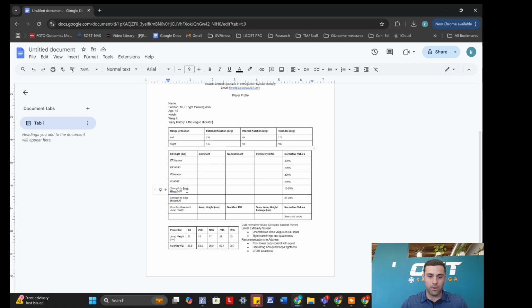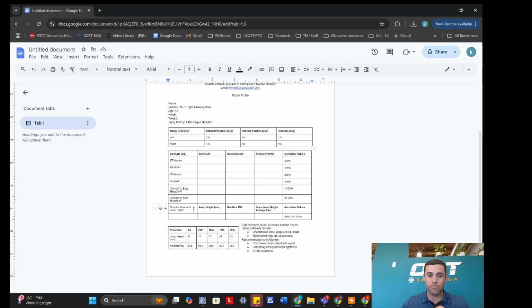Now, there's been some research to show that the internal and external rotation strength measurements related to body weight can also be indicative of injury risk. And so you can see on the normative values, you want the external rotation to be at the minimum about 16% or greater of that player's body weight. And then for internal rotation, it is going to be 27 to 30%. So those are the ranges that you are ideally looking for, and things below that amount would be an indication of some weakness in that particular motion.